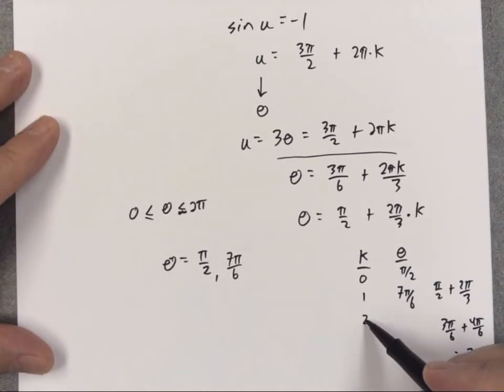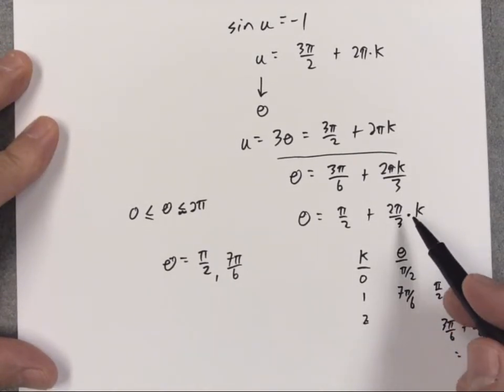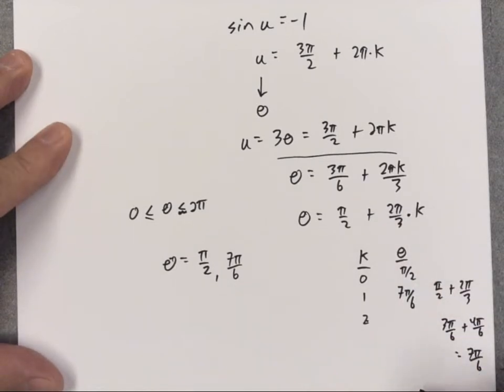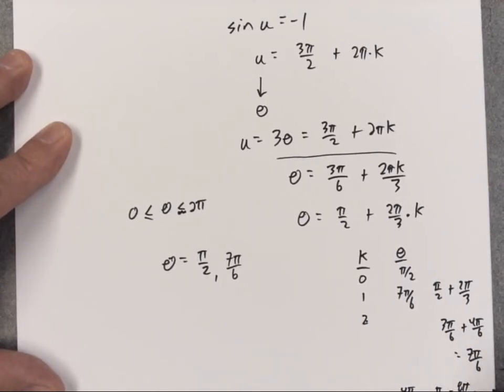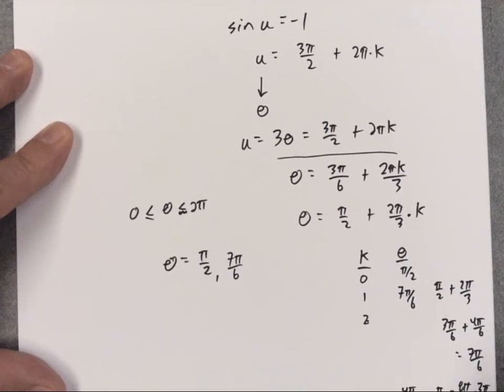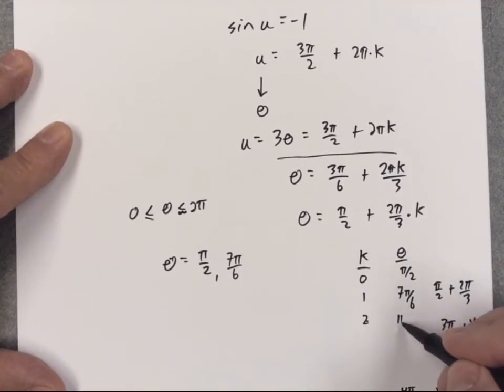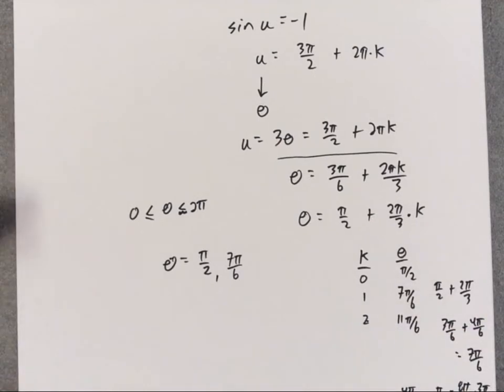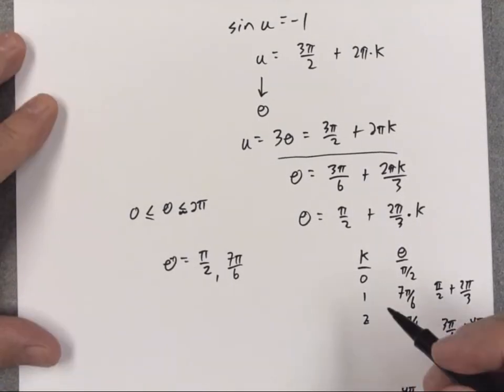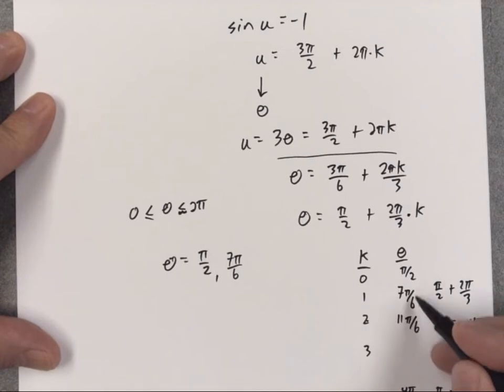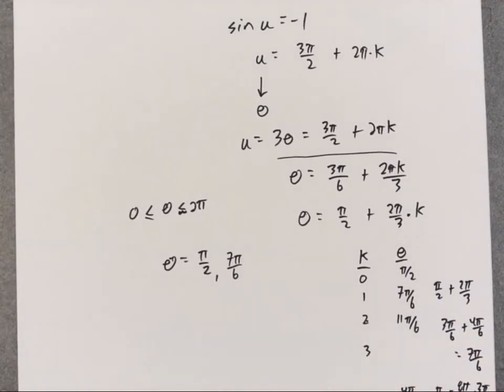What happens when k is 2? Then I have 4 pi over 3 plus pi over 2. Let's see what that equals. That's going to be 8 pi over 6 plus 3 pi over 6. That looks like 11 pi over 6. Wow. I have to keep bumping up the k until my angle gets bigger than 2 pi. Then I can stop.